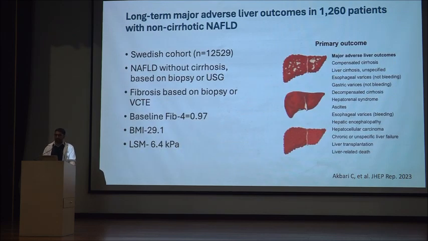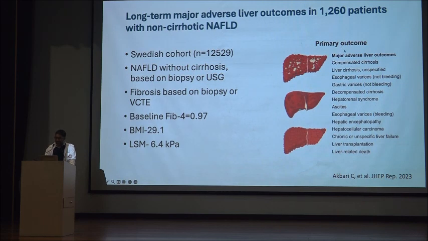Then, what major adverse liver-related outcomes do we have to see? This was very well answered by this long-term major adverse liver outcomes study in 1,260 patients of non-cirrhotic NAFLD. These had NAFLD at baseline. It was a Swedish cohort. The NAFLD was diagnosed based on biopsy or ultrasound. So, FibroScan was done in some set of patients. The baseline FIB4 was 0.97, BMI was 29, and LSM at the start was 6.4.